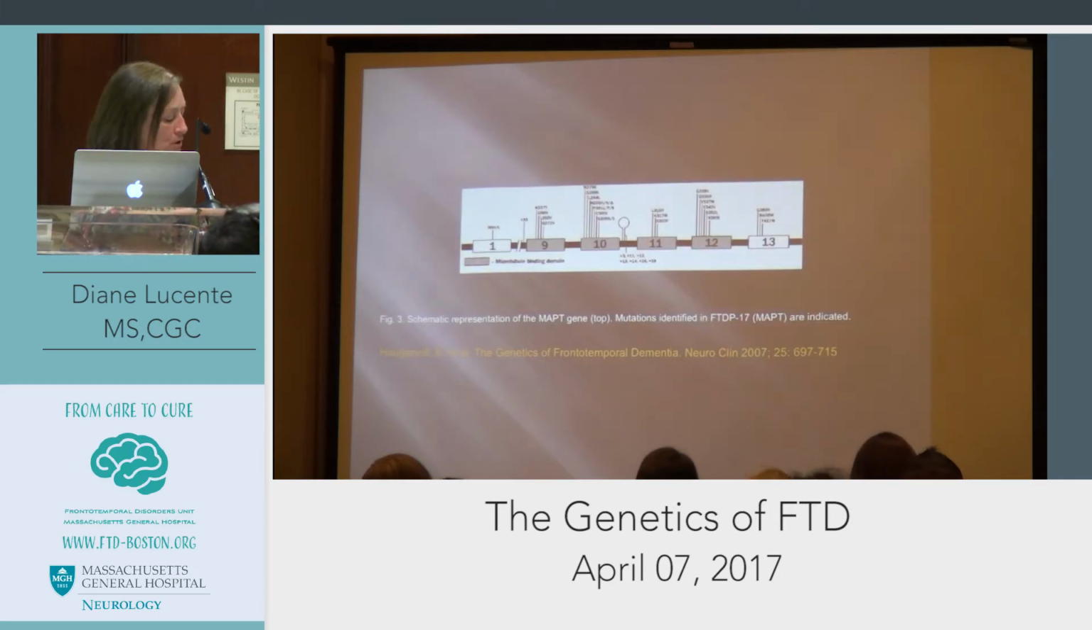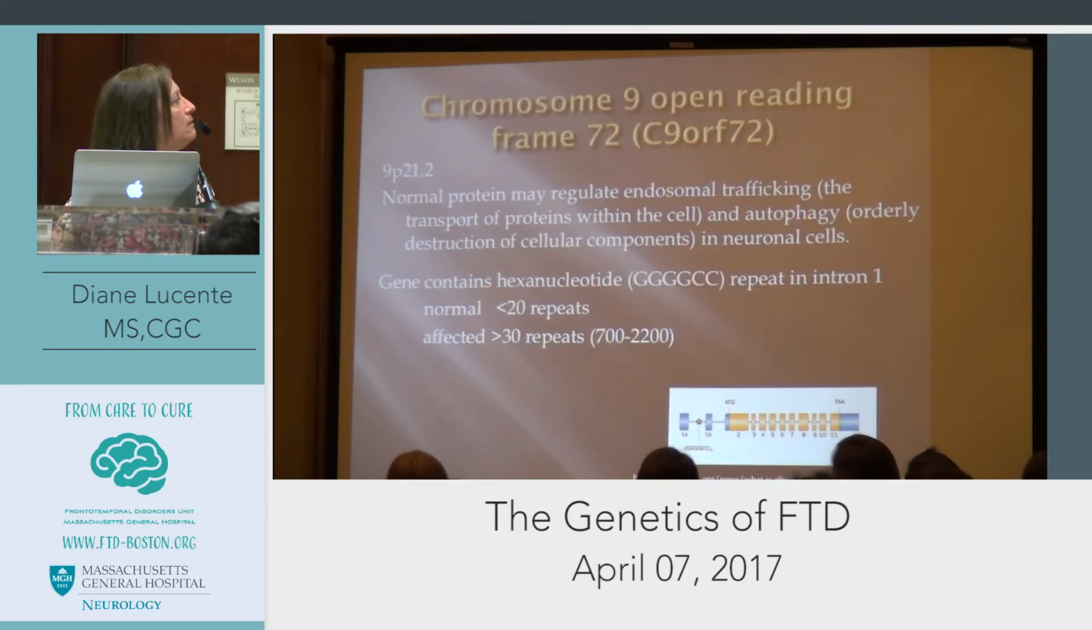And there's a picture, and it's just showing you a clustering of the changes that occur in the gene. And lastly, chromosome 9 open reading frame 72, or C9orf72. The folks who identify a gene get to name it. So the folks who identified this gene came up with this name. This is housed on chromosome 9, its geographic location.